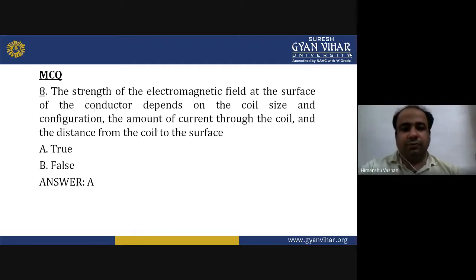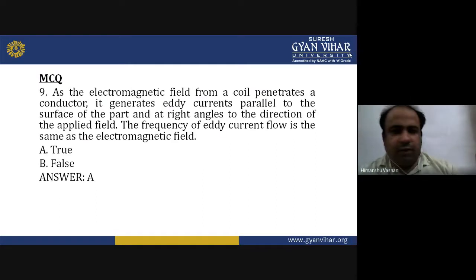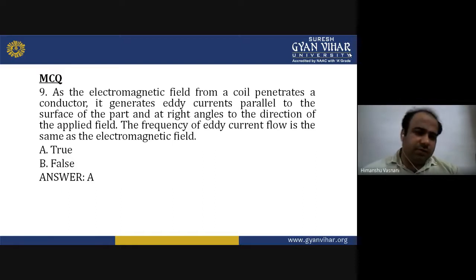It is true. Now, the strength of the electromagnetic field at the surface of the conductor depends on the coil size, the configuration, the amount of current through the coil, and the distance from the coil to the surface. I think it's true in this case. Now, as the electromagnetic field from a coil penetrates the conductor, it generates eddy current parallel to the surface of the part and at right angles to the direction of the applied field. The frequency of eddy current flow is the same as the electromagnetic field. So what do you think, true or false? I think it's true. Answer is A.